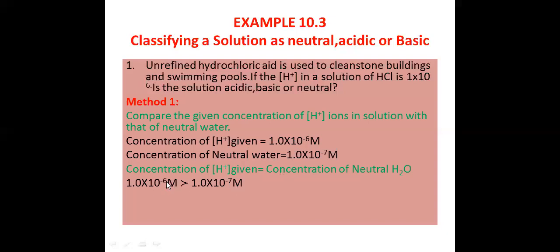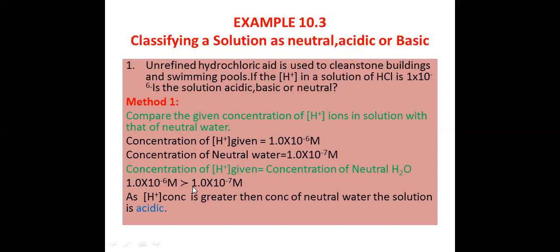In mathematics, in negative terms, the smaller values become bigger value. So 10 raised to the power minus 6 is bigger than 10 raised to the power minus 7. 1 into 10 raised to the power minus 6 is bigger than 1 into 10 raised to the power minus 7. So as hydrogen ion concentration is greater than the concentration of neutral water, the solution is acidic.